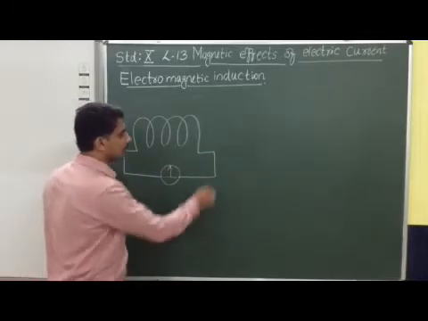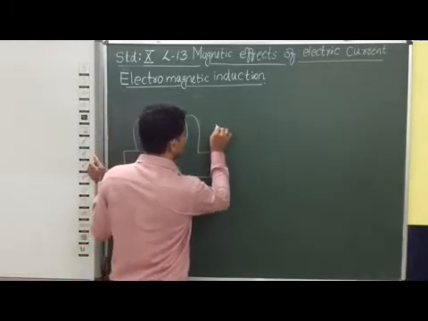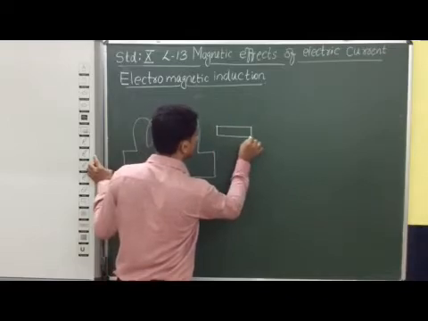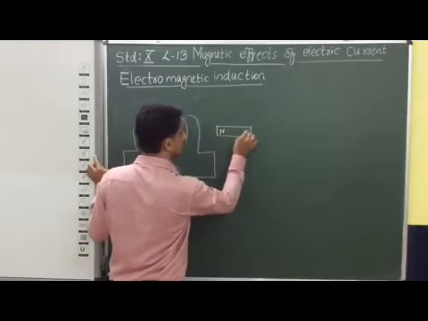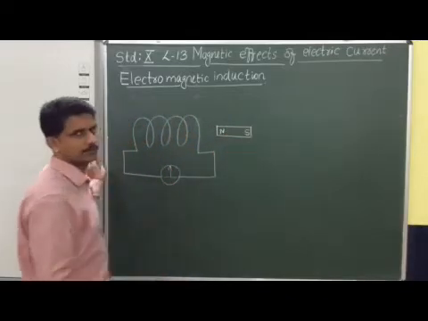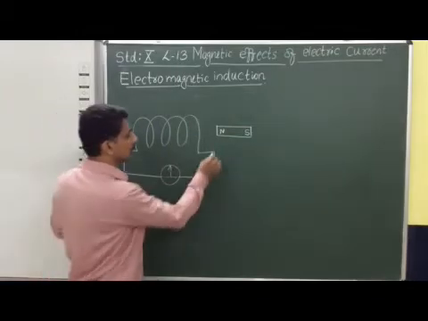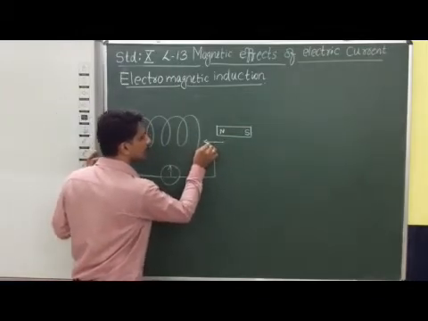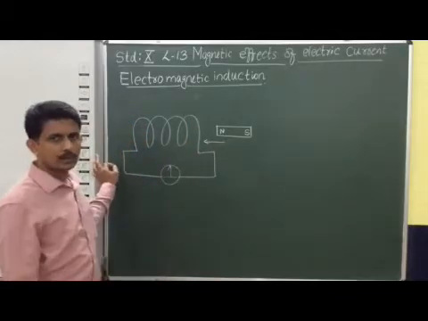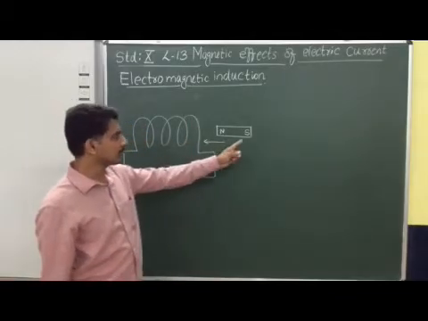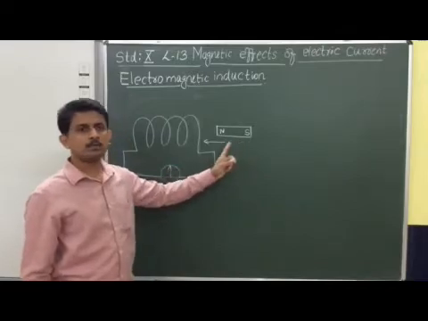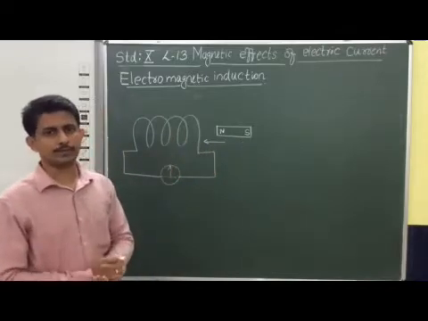Now we are considering a bar magnet. This is the north pole and this is the south pole of this bar magnet. We are considering the situation where this bar magnet is moving towards the coil or away from this coil. Initially, the bar magnet is moving towards this coil in this way.